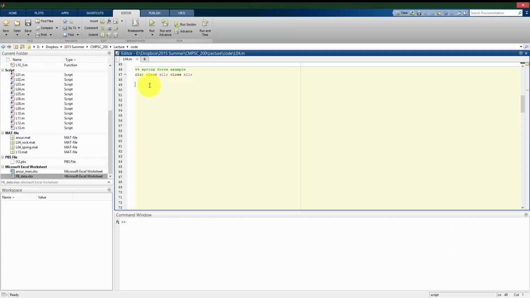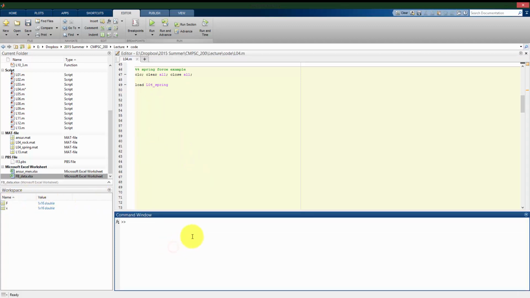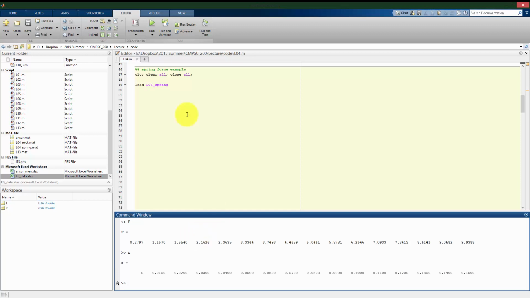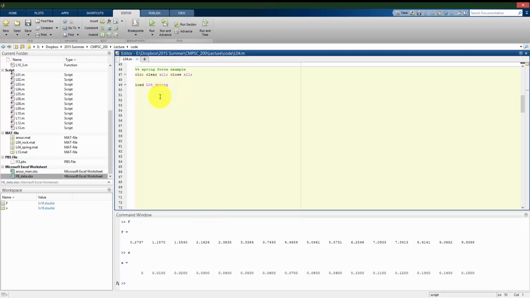All right, so going into Matlab, I have some data already, and I'm going to load it in. It's in a mat file, so I'm going to use L04_spring and load that into my workspace. All right, so we see it loads into the workspace here, and I have this variable f and this variable x. These are measurements of a linear spring. So we pulled the spring to these different deformations, that's what's stored in x, and we measured what the force in the spring was at each of those.